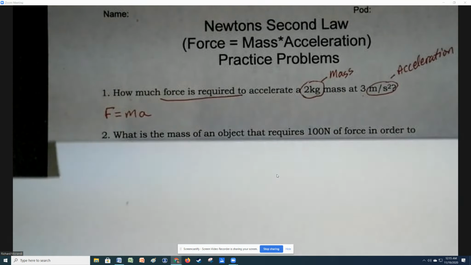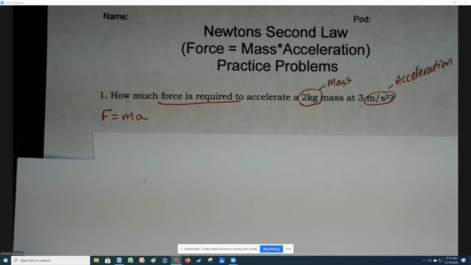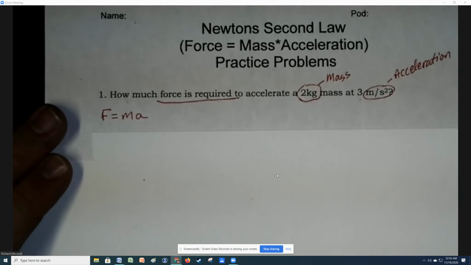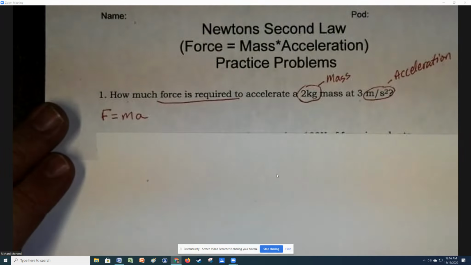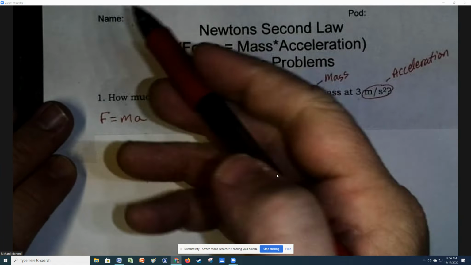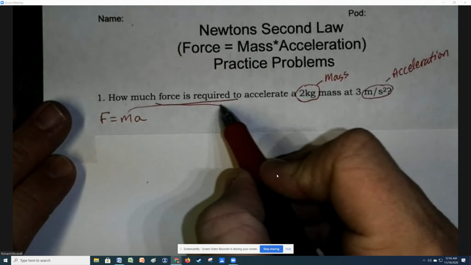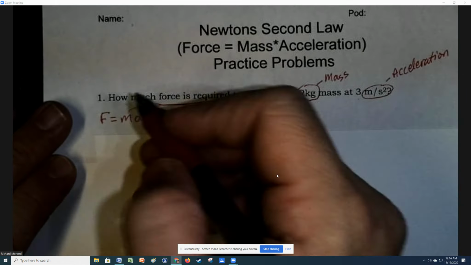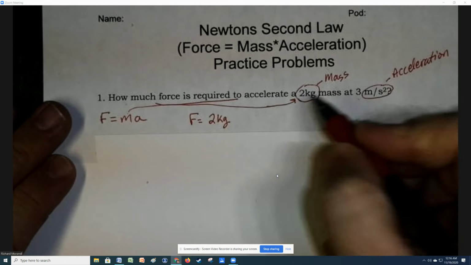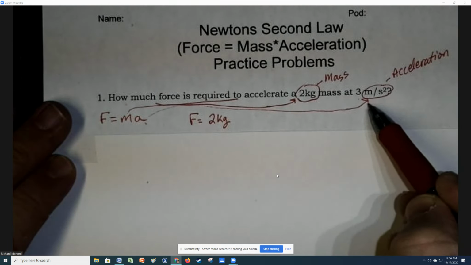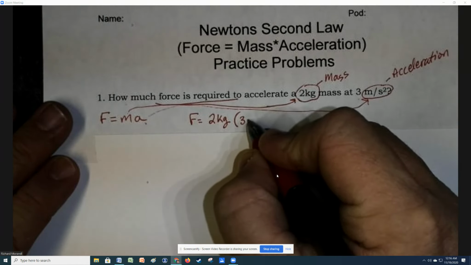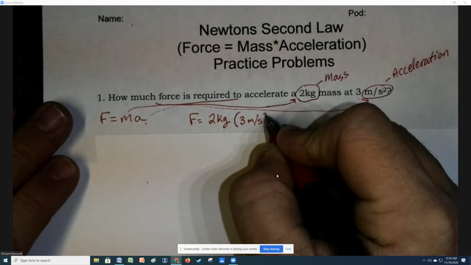You will make far less mistakes if you write your formula down first. It's just a fact. I've been doing this long enough to know students mess up all the time when they don't write the formula down first. Then I'm going to substitute in the values that I know, right? I didn't leave much space on this worksheet. I'm sorry. So F equals MA. I can substitute in this M, right? This M is my mass, 2 kilograms. So F equals 2 kilograms. And A is my acceleration, 3 meters per second squared. 2 kilograms times 3 meters per second squared.